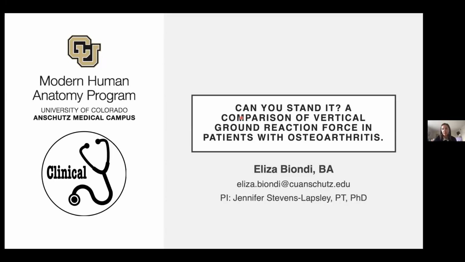Capstone, Can You Stand It? A comparison of vertical ground reaction force in patients with osteoarthritis. My contact information is on this slide and will also be on the bottom of every other slide.